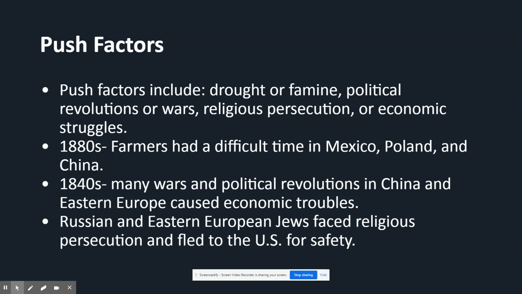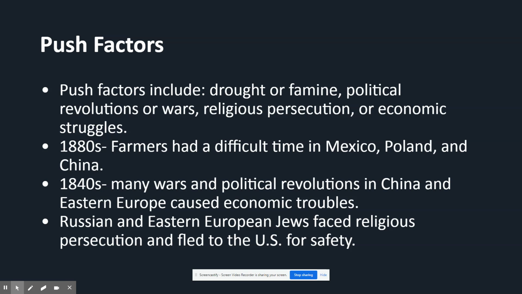Start with nothing and build myself up into a success. Russian and Eastern European Jews faced religious persecution and fled to the United States for safety. The United States, in our First Amendment, has the right to practice any religion freely. And so a lot of Jewish people and Catholics would come to the United States so that they can practice their religions freely without being persecuted.